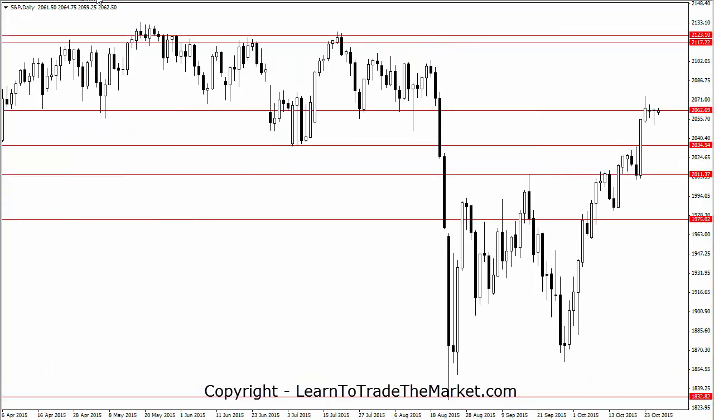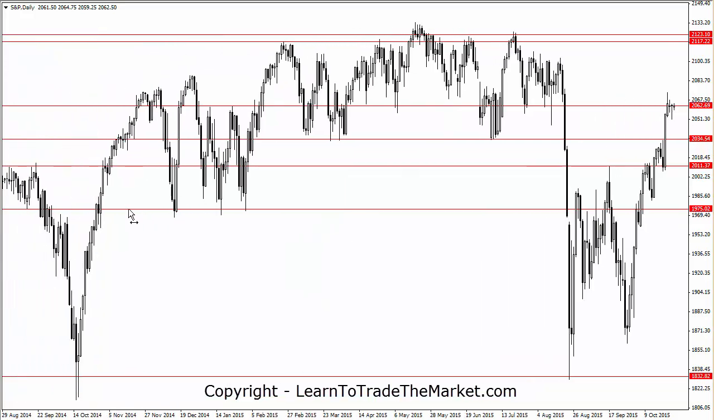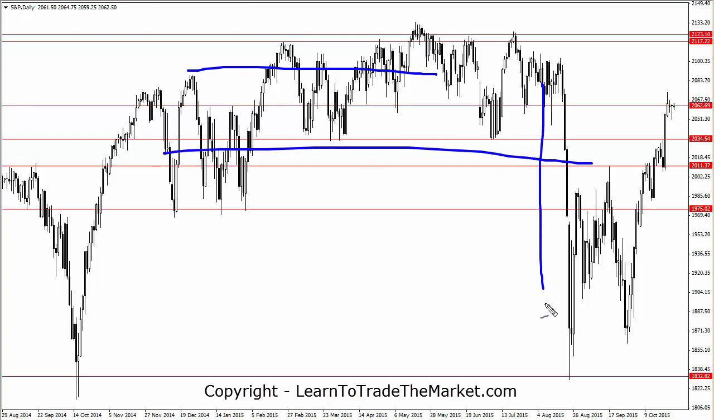First thing to note on this chart is over the last year we've really had a sideways pattern. It was only until August this year that we decided to have a breakdown out of this long-term consolidation. We broke down all the way back down to this long-term support from October 2014, almost tested it exactly, and then rallied all the way back up into this resistance area.